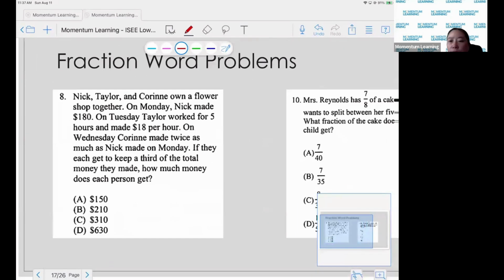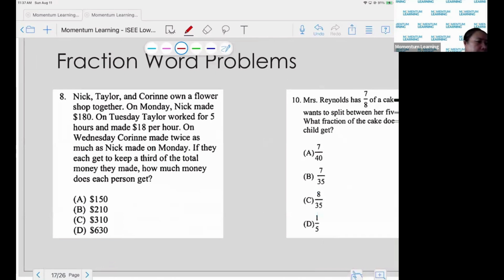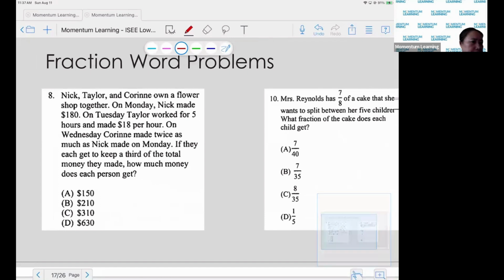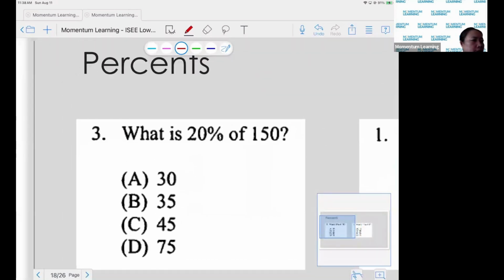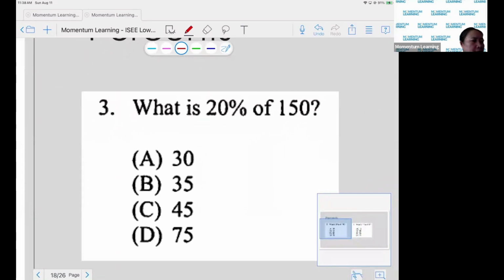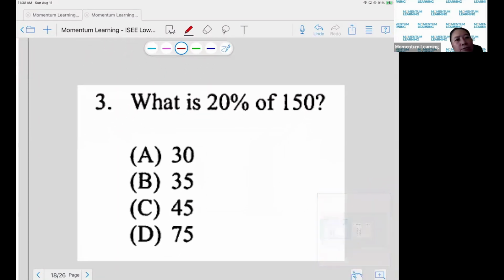Do we have time? We can do some percentage here. Let's look at this one. This is a topic about percent. What is 20% of 150?